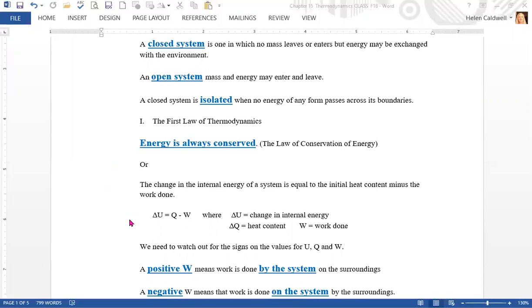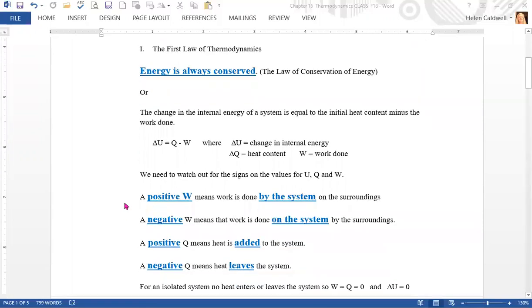You could write out that delta U is equal to Q minus W, where Q is the heat added, W is the work done, and delta U is the change in internal energy. But I'm more of a fan of energy is always conserved. You have heard me talk before about conservation problems. We did conservation of momentum especially. So anything where you can conserve energy makes the math more direct.